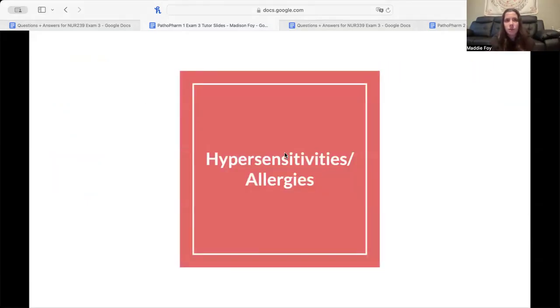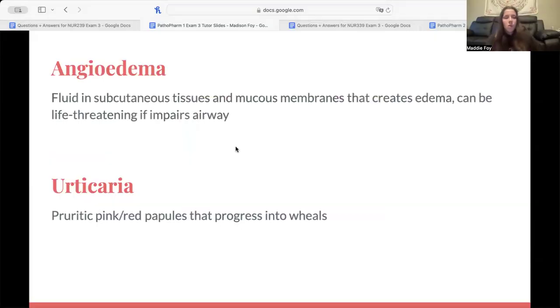Okay, so those were the questions for immunoglobulins. Then we're moving on to hypersensitivities and allergies. With allergies, there are two important symptoms and signs to know for clinical manifestations. Angioedema is the fluid buildup in subcutaneous tissues that creates edema. And this is super important and can be life-threatening because it can happen anywhere, even in the airway. So when someone's throat starts to close during an anaphylactic or allergic response, that's that angioedema limiting their airflow.